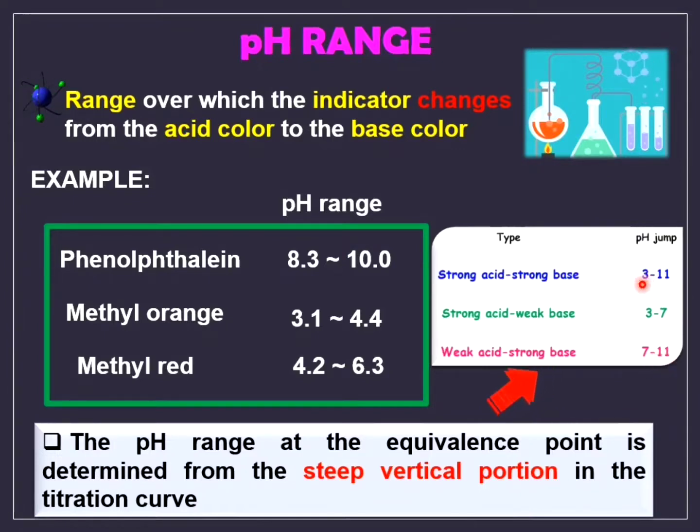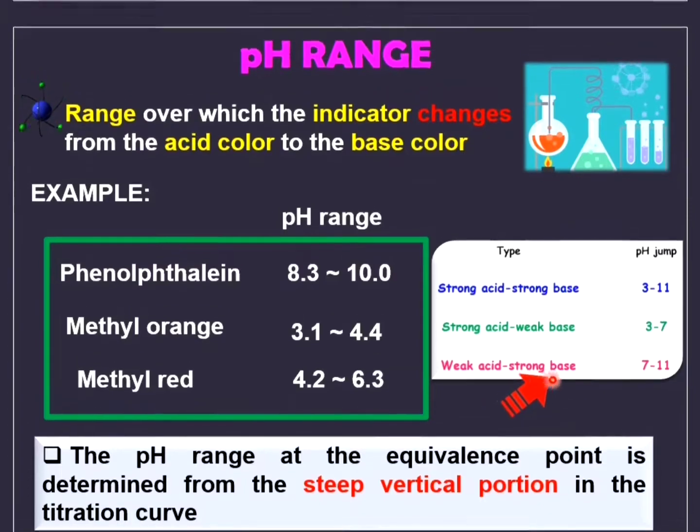And then if weak acid and strong base, the pH jump is 7 to 11. Okay, so this one depends on the equivalence point here, class. So 7 to 11, so the suitable indicator that we can use here is, yes, phenolphthalein. See? Okay, you cannot use methyl orange or methyl red, because they cannot detect the endpoint and equivalence point later. Okay, so later I will discuss more after this.